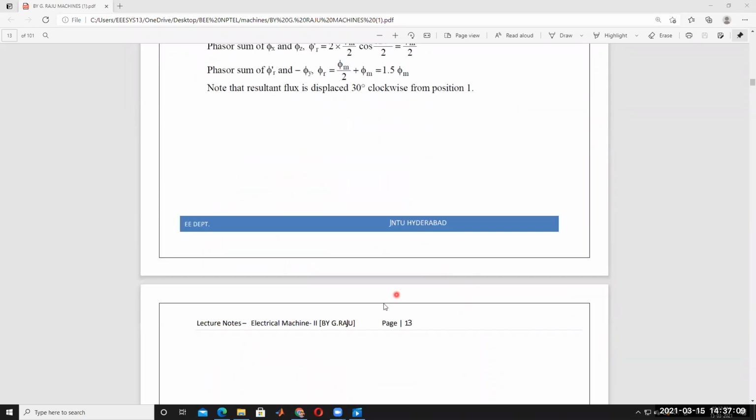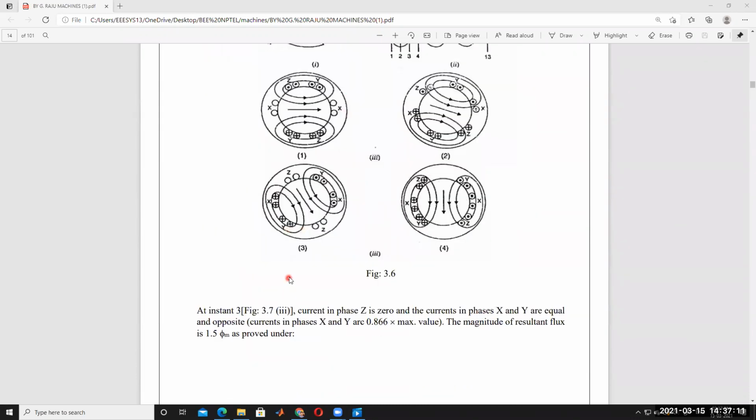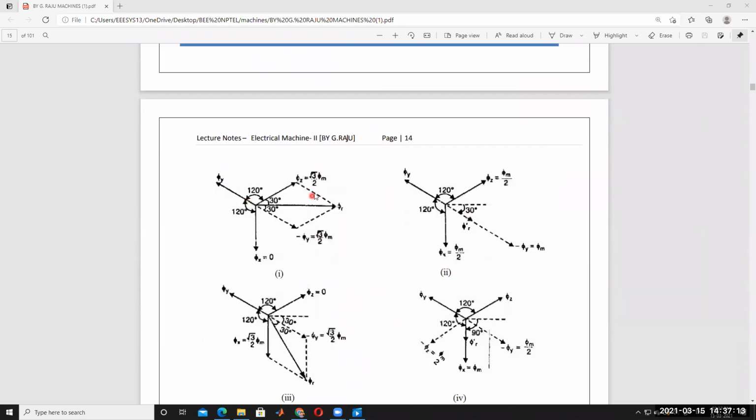So what is the direction of the resultant flux at omega t equal to 0? This is the direction. The resultant flux direction at omega t equal to 0 instant. Understood? Okay, this is the resultant flux direction at omega t equal to 0 instant.